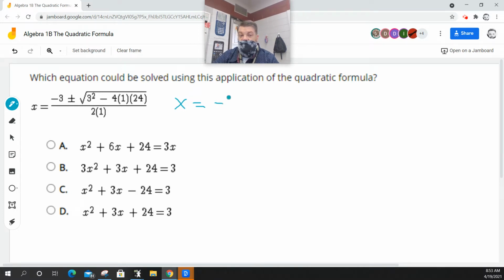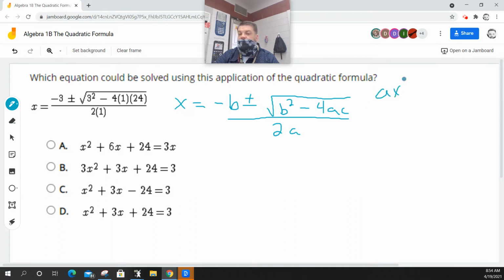Negative b. Negative b, what? Plus or minus square root sign. What else? B squared. Yeah, you could say minus 4, subtract 4, or negative 4 AC, all over 2a.